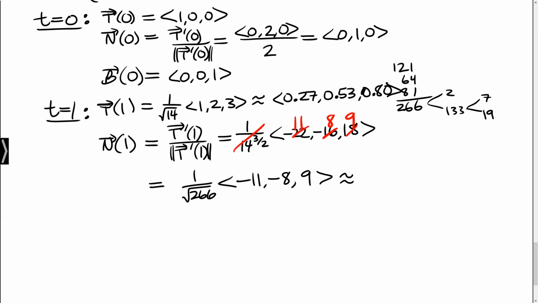And then this one, 1 over root 266 times negative 11 is approximately minus 0.67, followed by minus 0.49. One reason I'm doing this is that when we get a Calcplot3D, we can pause the video at t equals 1 and see that these are the calculations I get as well. And then positive 9 is 0.55.